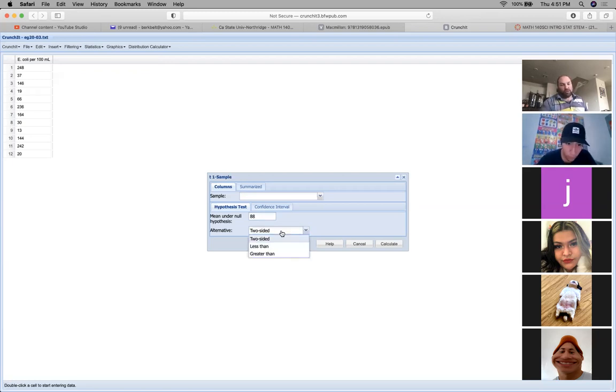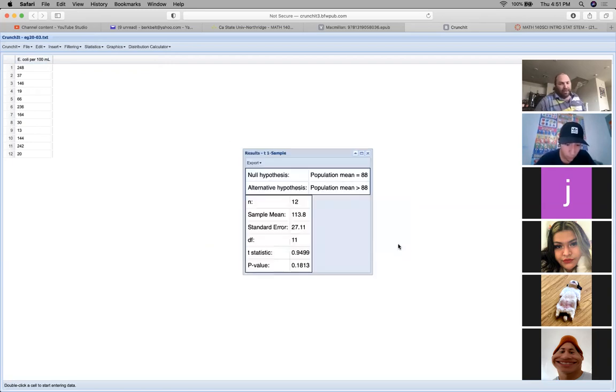Okay. That was pretty quick. So we calculate. Null hypothesis, the mean is 88. Alternative, what we're testing against: the mean is greater than 88. We have 12 in our sample. That's our sample mean, standard error, 11 degrees of freedom. Our t statistic is 0.9499, but more importantly, the p-value is 0.1813.